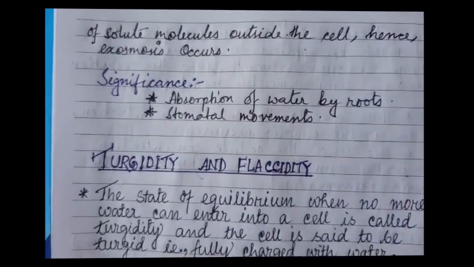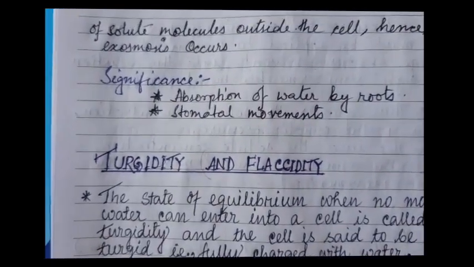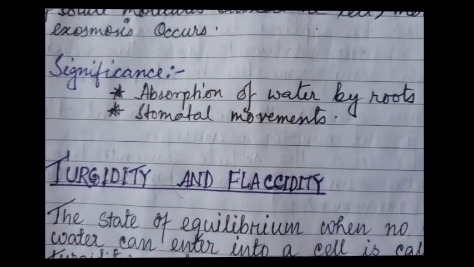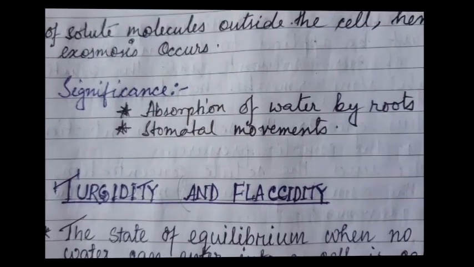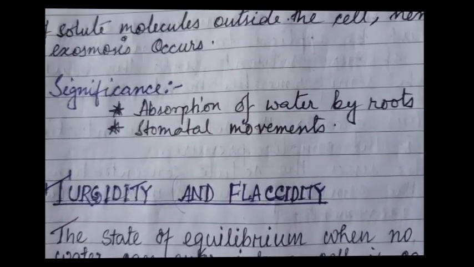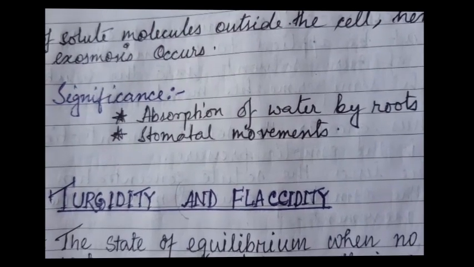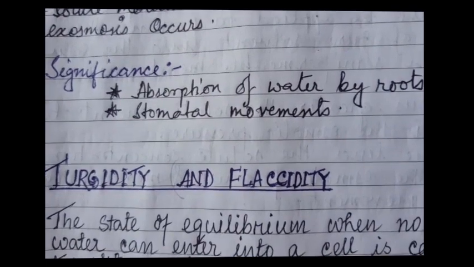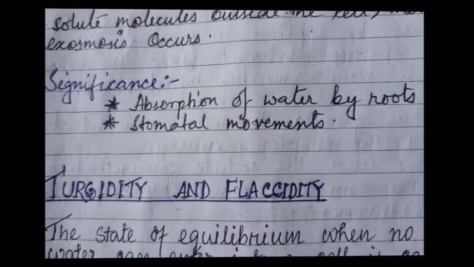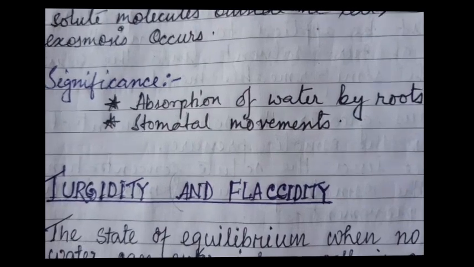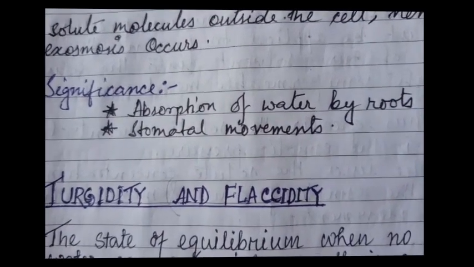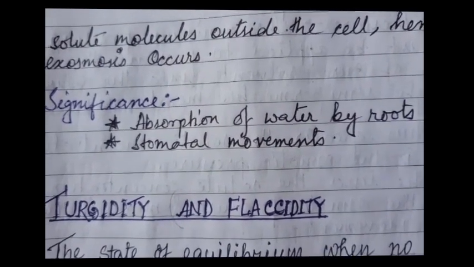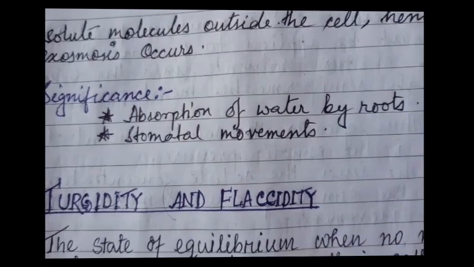Now the significance of these can be seen in absorption of water by roots and stomatal movements. In case of absorption of water by roots, due to osmosis, the water passes from cell to cell. In case of stomatal movements also, since the guard cells are also cells, water enters or leaves the guard cells to make them turgid or flaccid, which makes the opening and closing of stomata possible.